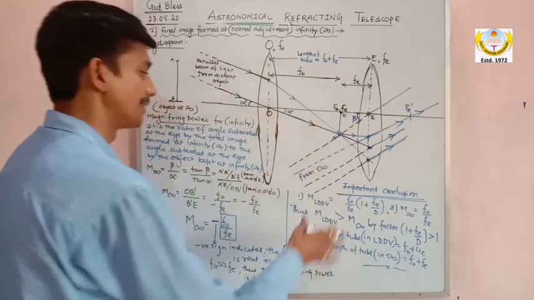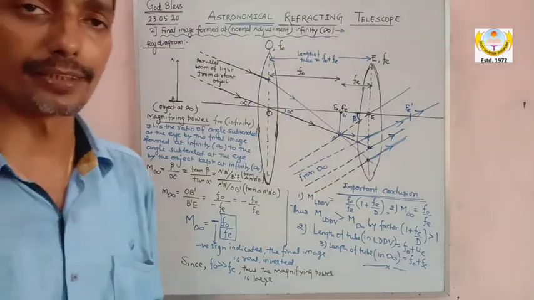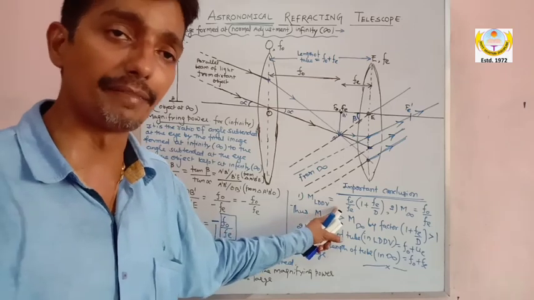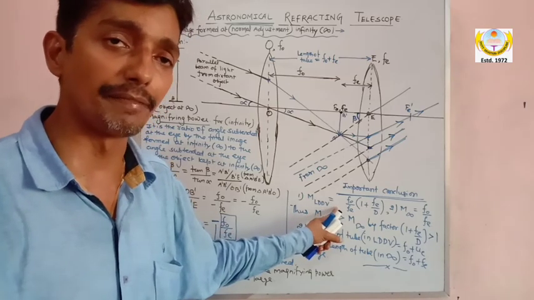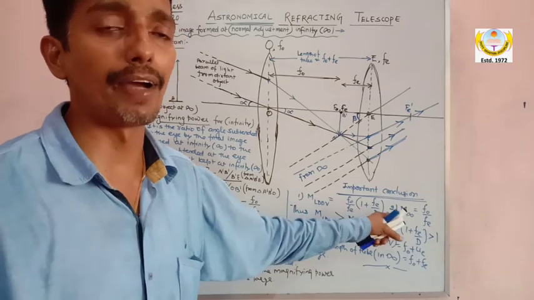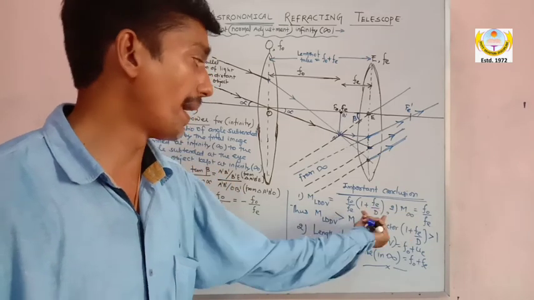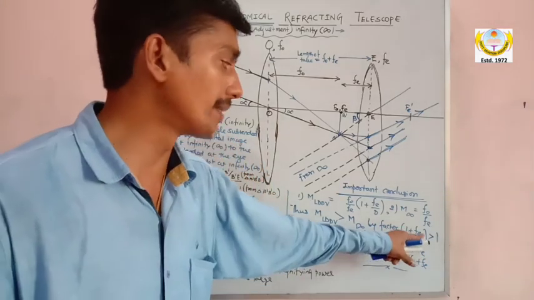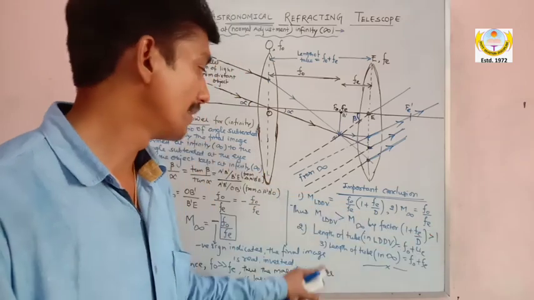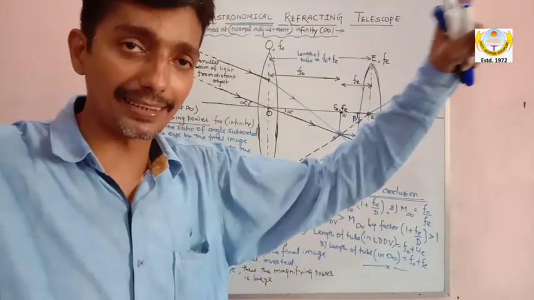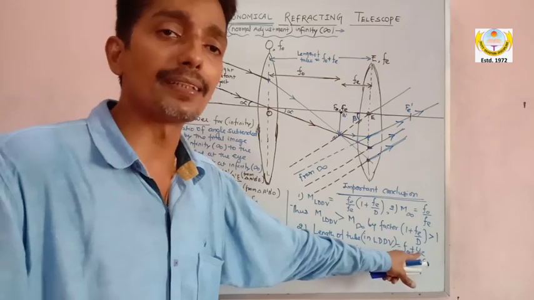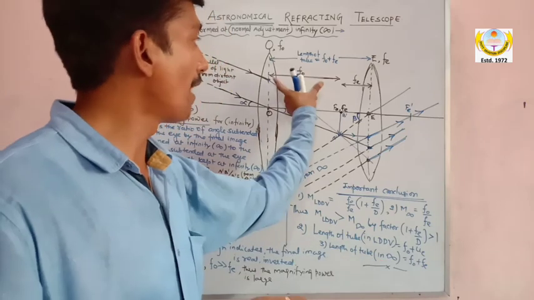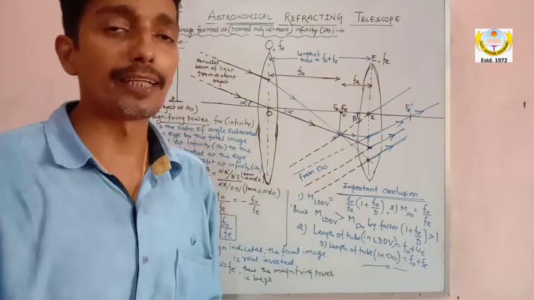So that's all, my dear. These are the important conclusions which you are supposed to know. Like the compound microscope, the magnifying power of the image formed at the least distance of distinct vision is greater than the magnifying power of the image formed at infinity, by a factor of 1 plus FE by D, which is itself greater than 1. Second, the length of the tube in the LDDB case is FO plus UE, but in the infinity case it is FO plus FE.